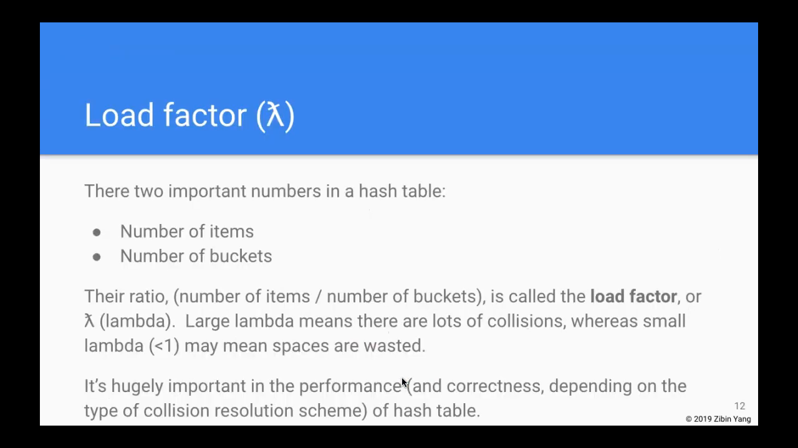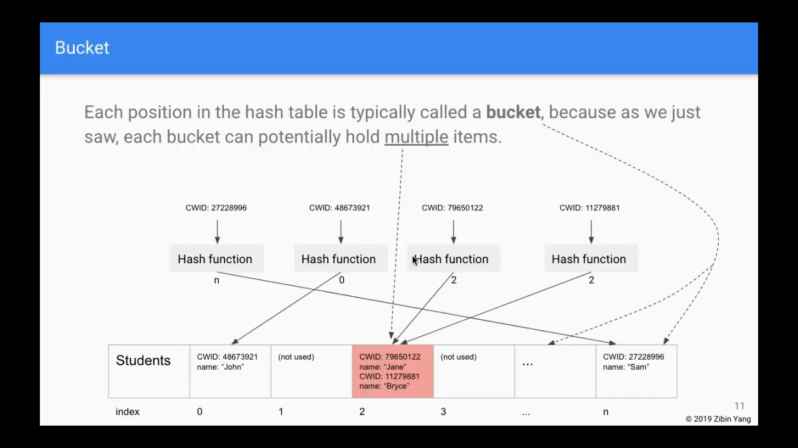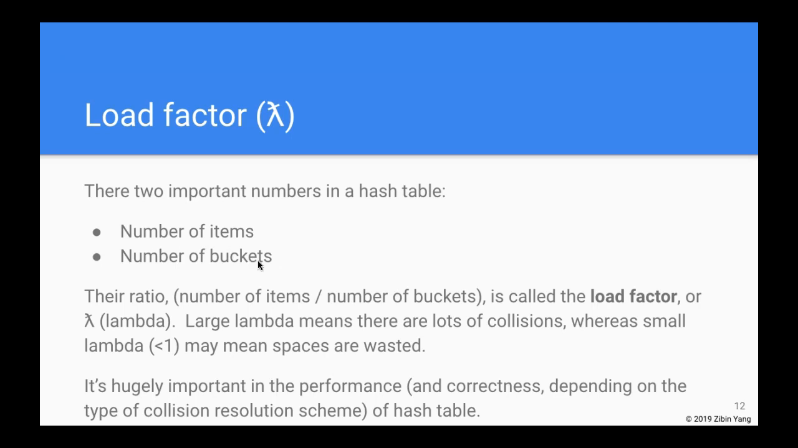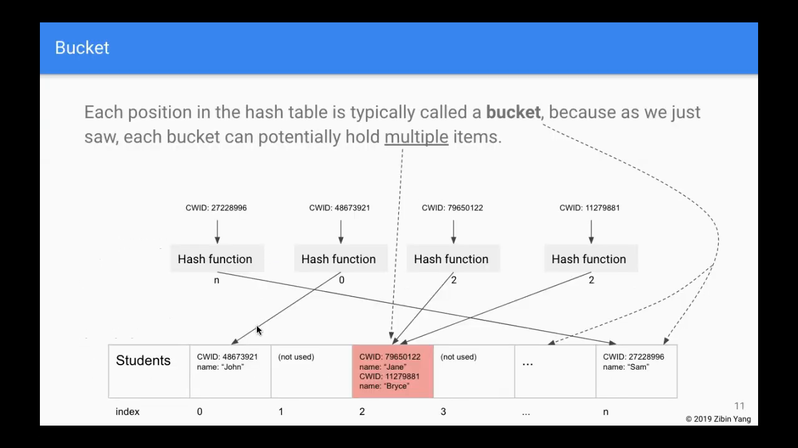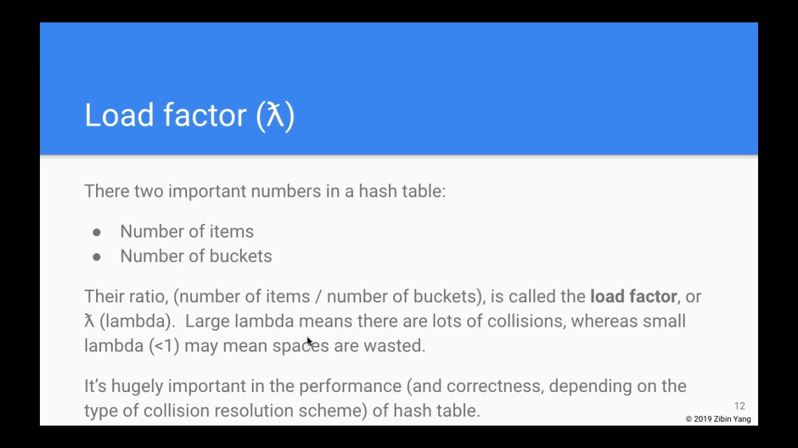Then there is another very important number in a hash table called the load factor. It's a function of two other numbers. One is what we just saw, the number of items, which in this case is the number of students we're going to store in this hash table. The other number is the number of buckets in the entire hash table. The ratio, the number of items over the number of buckets, is called the load factor, or sometimes lambda.